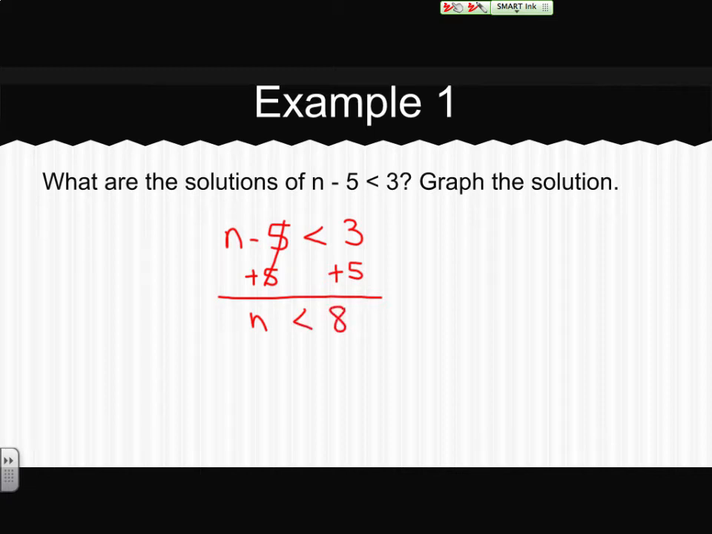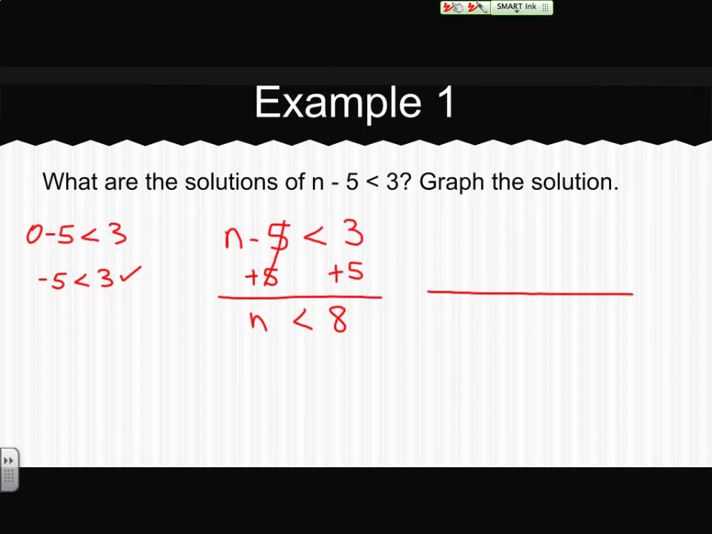And you could check your solution if I choose a number less than 8. 0 is always a nice one if you can choose it. 0 minus 5 is less than 3. 0 minus 5 is negative 5, and negative 5 is less than 3. I know I've solved the question correctly.